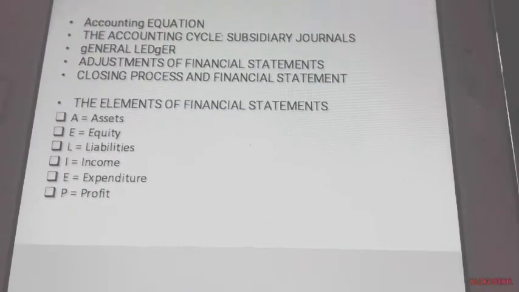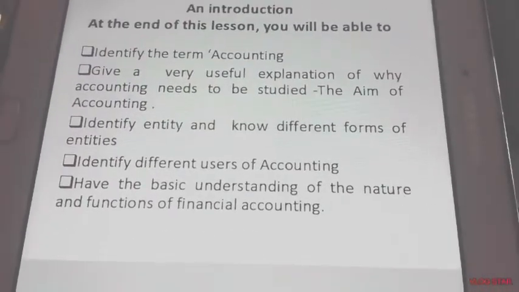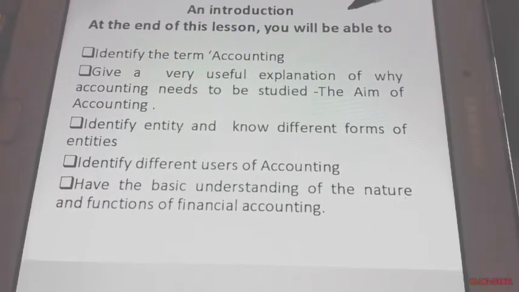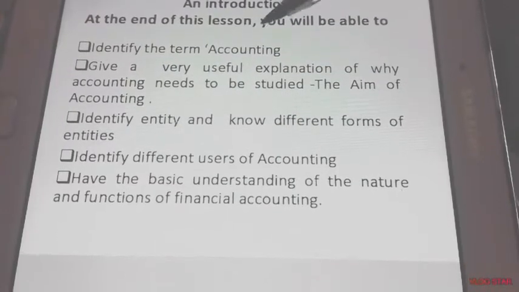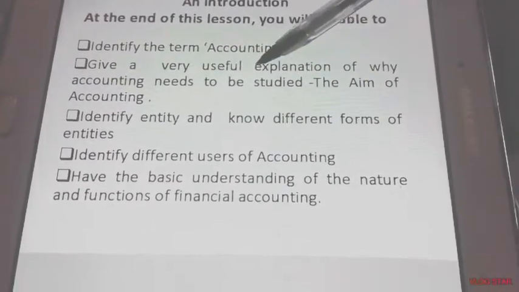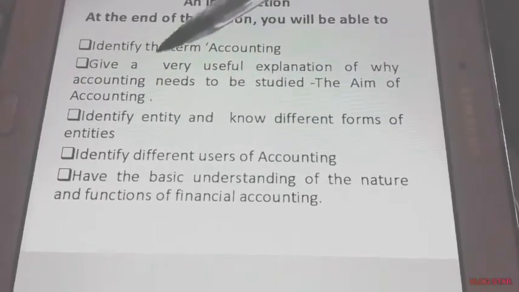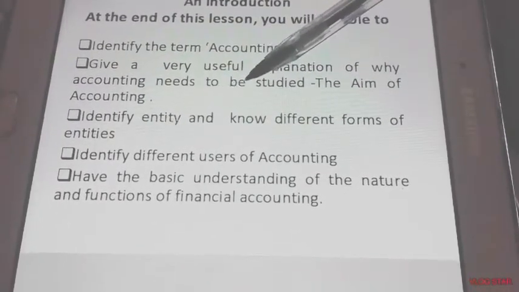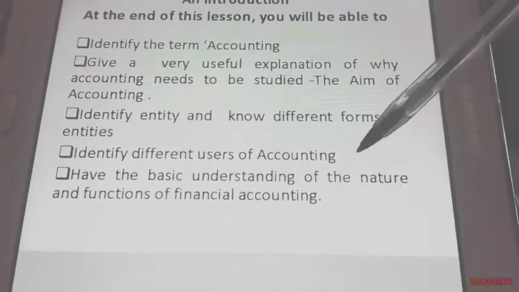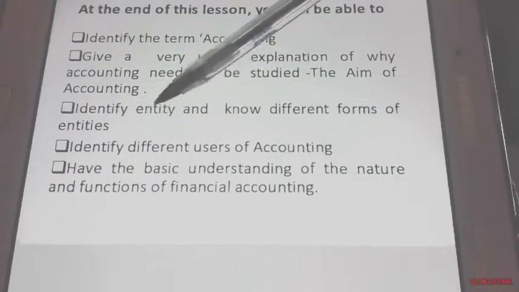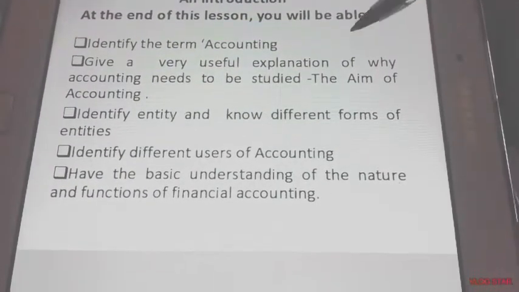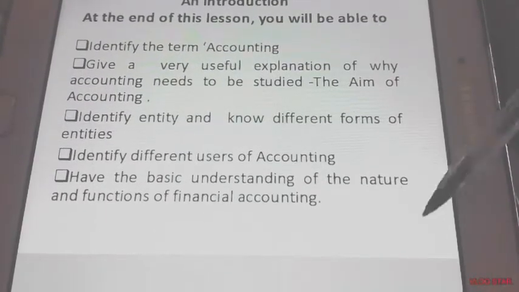So let's continue with today's lesson competencies. At the end of today's lesson, my students will be able to identify the term accounting. They will be able to give a useful explanation of why accounting needs to be studied, which is the aim of accounting. They will identify an entity and know different forms of entities, identify different uses of accounting, and have a basic understanding of the nature and function of financial accounting. So these are the competencies of today's lesson.